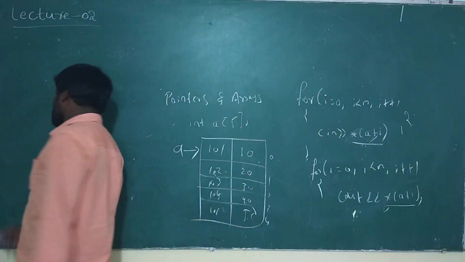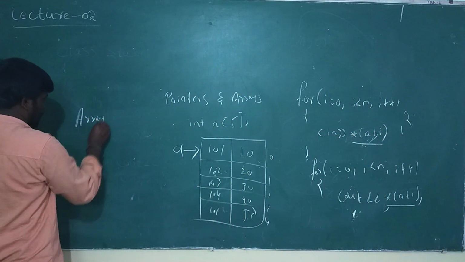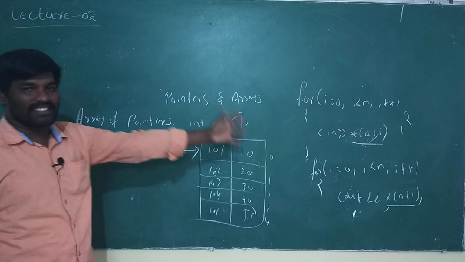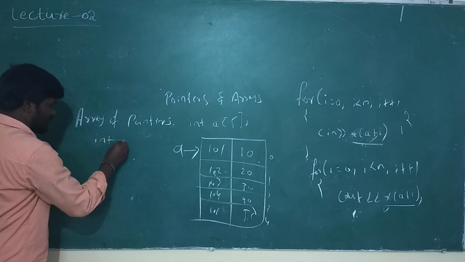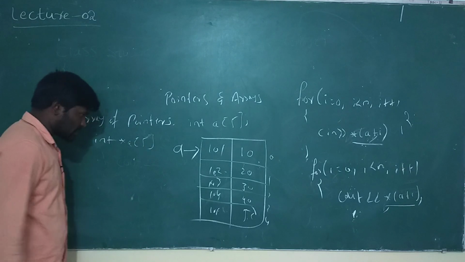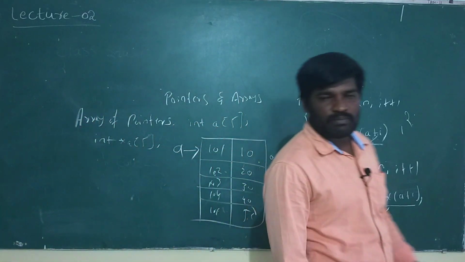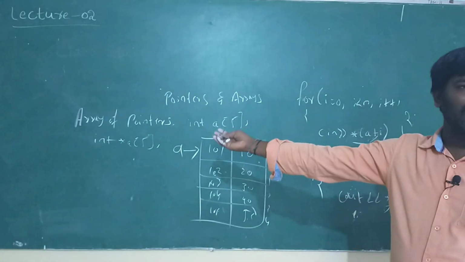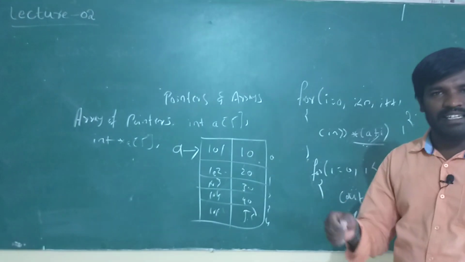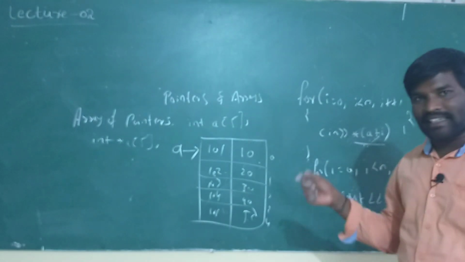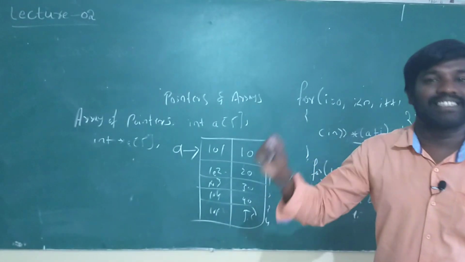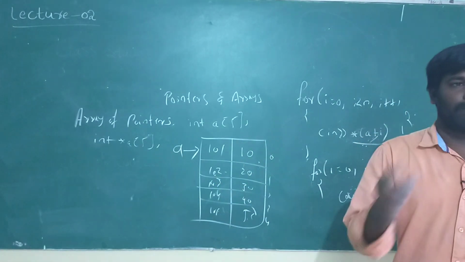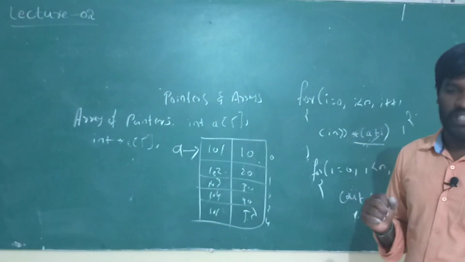Suppose it is an array of pointers. Instead of writing like this, I can declare int star a of 5. Then is it possible to read the elements? The answer is no, because pointer variables directly cannot be initialized. Directly values cannot be stored in the pointer variable. That is the main drawback of using the pointer variable.